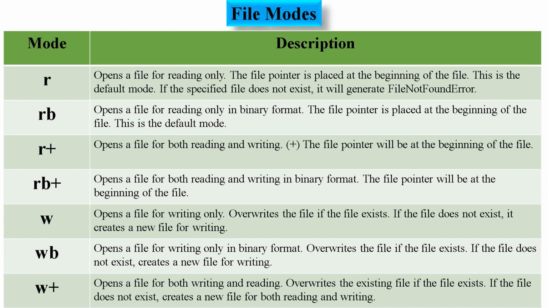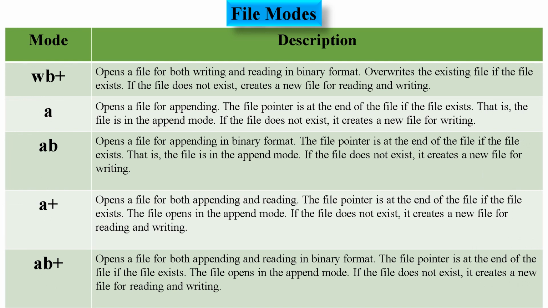Mode wb opens a file for writing only in binary format. Overwrites the file if the file exists. If the file does not exist, creates a new file for writing. Mode w+ opens a file for both writing and reading. Overwrites the existing file if the file exists. If the file does not exist, creates a new file for both reading and writing.